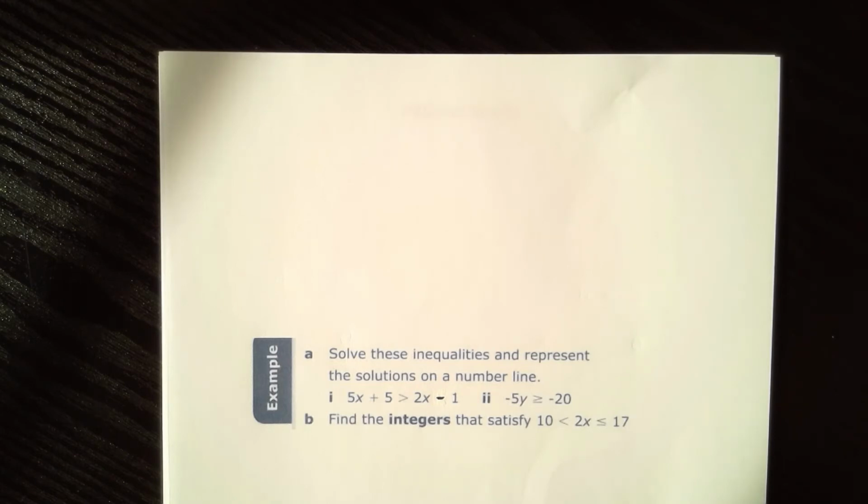So because it has a direction, if we multiply or divide by a negative number, it will change the sign of the number, which means it also needs to change the sign, change the direction of the inequality sign. There's a very simple way of looking at this.